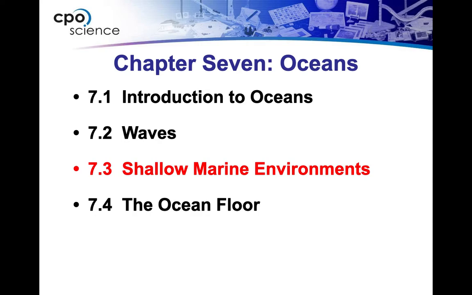Continuing chapter 7. So we've had a little bit of an introduction to what oceans are, what they do for Earth. Then we talked about how waves travel in the ocean. And now we're going to talk about what happens when you drain all the water out of the ocean and then what's left behind. So what is the actual topography of the ocean floor?